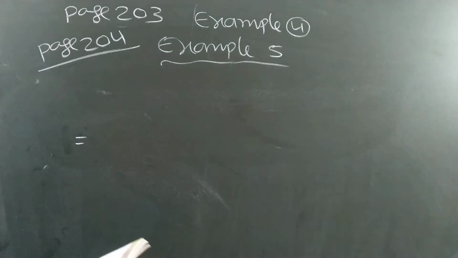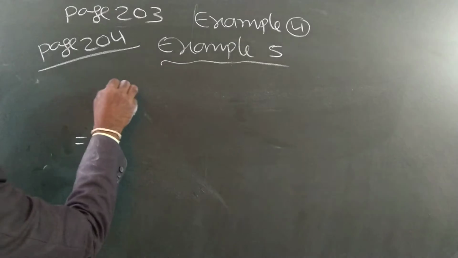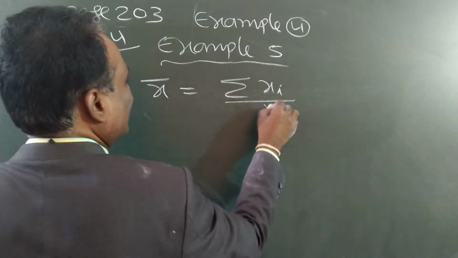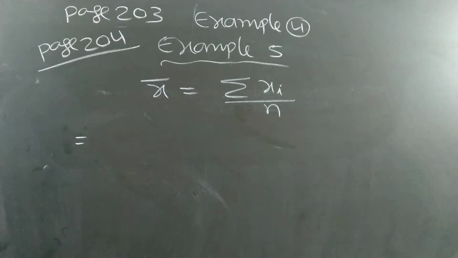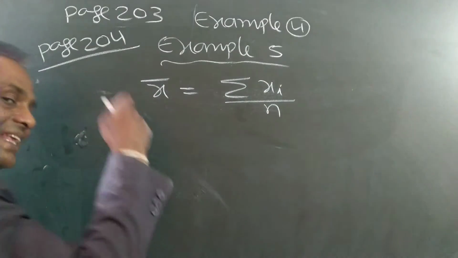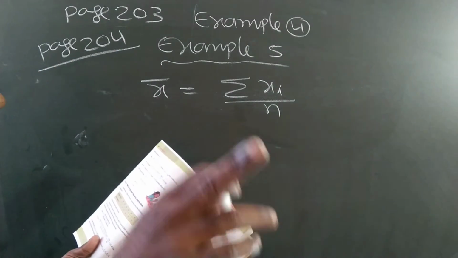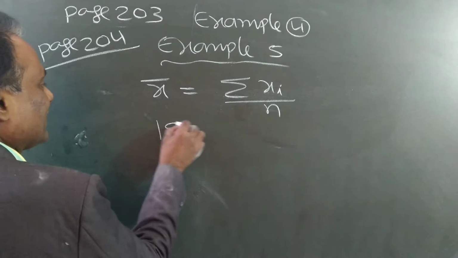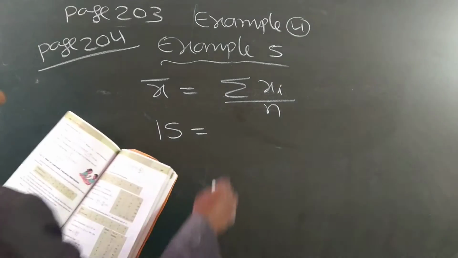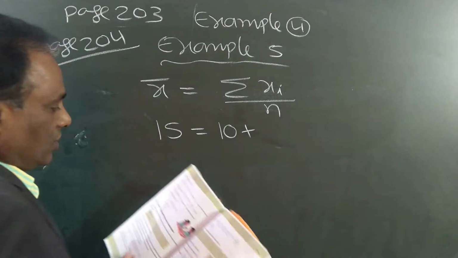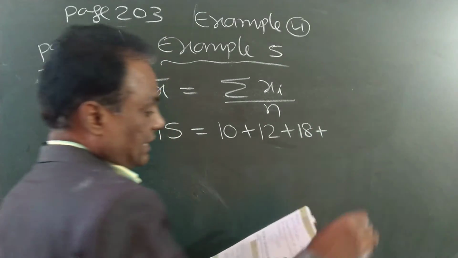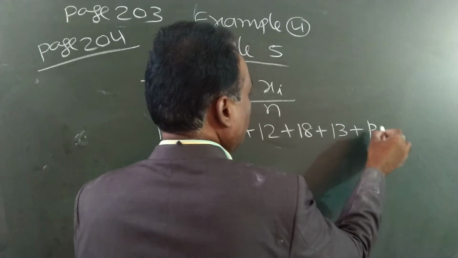See, the mean of the given data is 15. So, what is the formula for mean? Mean is equal to sigma xi by n. This is the formula for mean. Mean is given as 15. What are the observations? 10, 12, 18, 13, and another observation P.